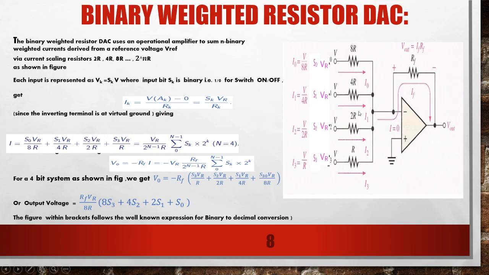And the output voltage due to the current flowing through this path is minus Rf into I. So it gets minus Rf into VR by 8R. So for a 4-bit system, we'll get something like this: V0 equal to minus Rf times S3 VR by R, S2 VR by 2R, and so on. And the output will be minus Rf VR by 8R times 8S3, 4S2, 2S1, and S0. So if we consider these as binary variables, and if we convert a 4-bit digital number to a base 10 number, we will get something like this: B0 plus 2B1 plus 4B2 plus 8B3.